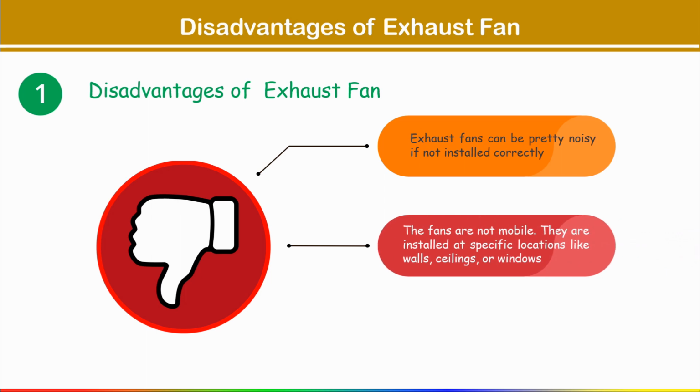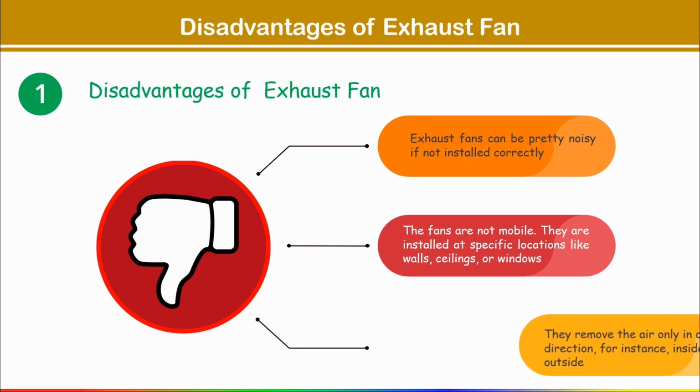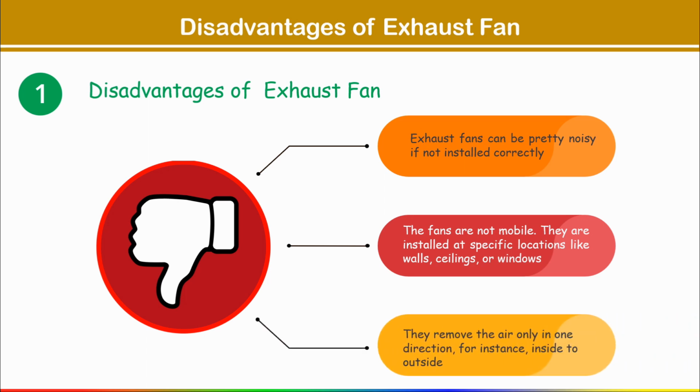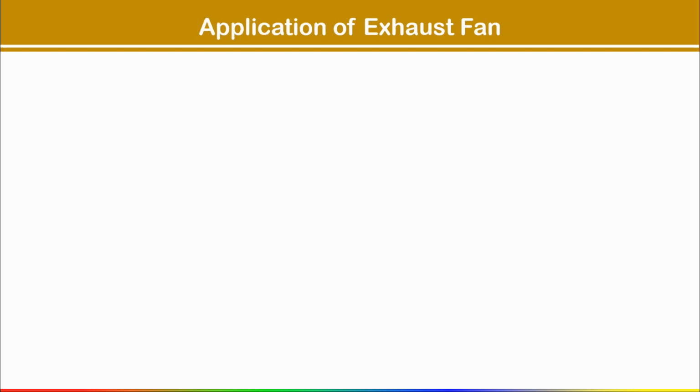Next, the fans are not mobile. They are installed at a specific location like walls, ceiling, or windows. So this is another disadvantage of exhaust fans. After that, the last one: they remove the air only in one direction, for instance, inside to outside. So this is all about the advantages and disadvantages of exhaust fans.